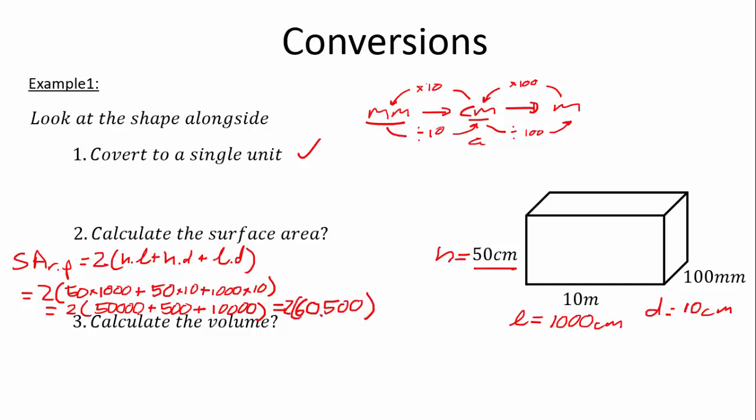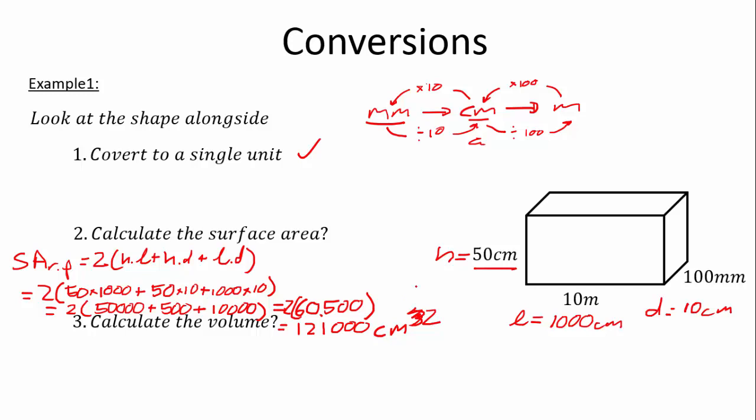If you're battling with this, just do a long addition question, just set it out correctly. What is 2 multiplied by 60,500? 2 multiplied by 60,000 is 120,000, and that 500 multiplied by 2 is 1,000. So that's 121,000 exactly. Is that our answer? No, it is now in centimeters squared. Sorry, not centimeters cubed, it is in centimeters squared.